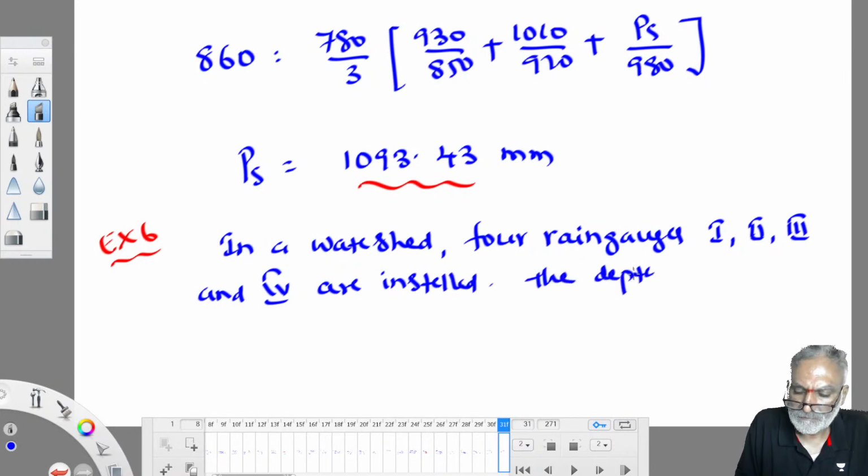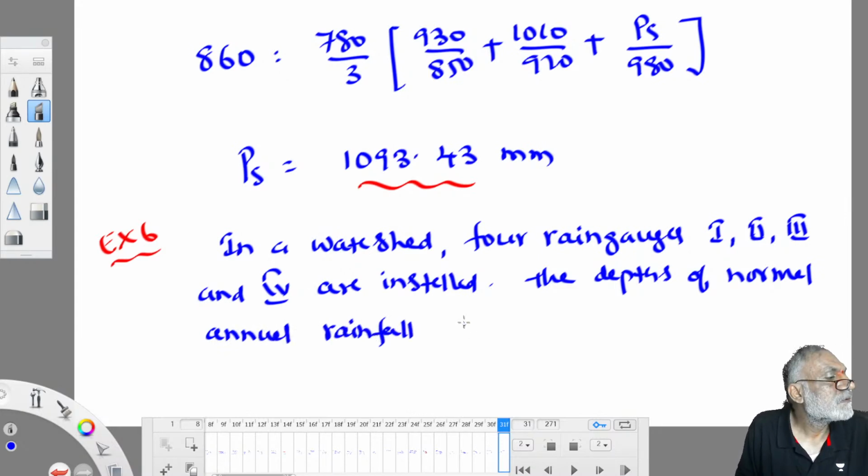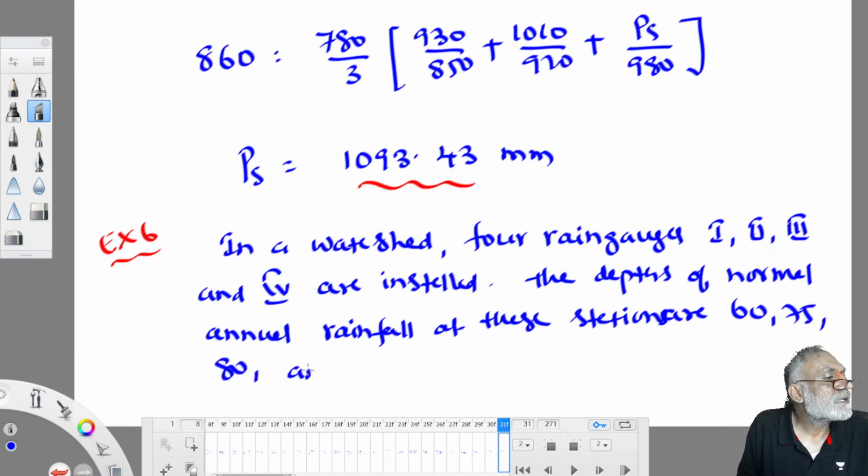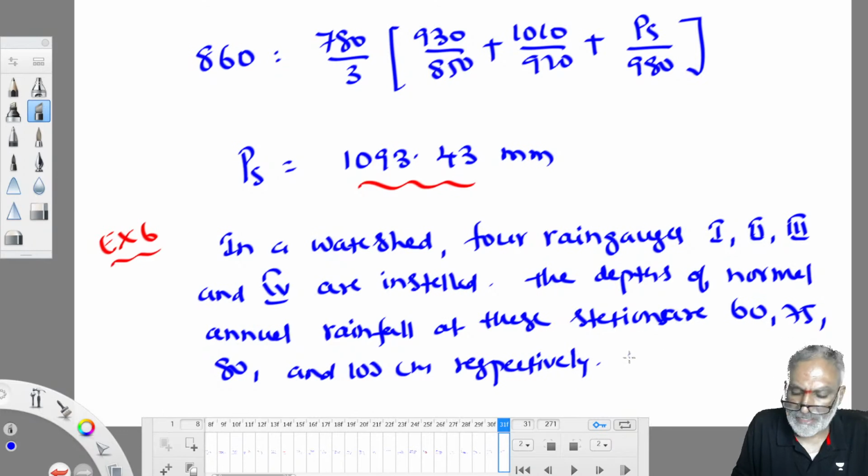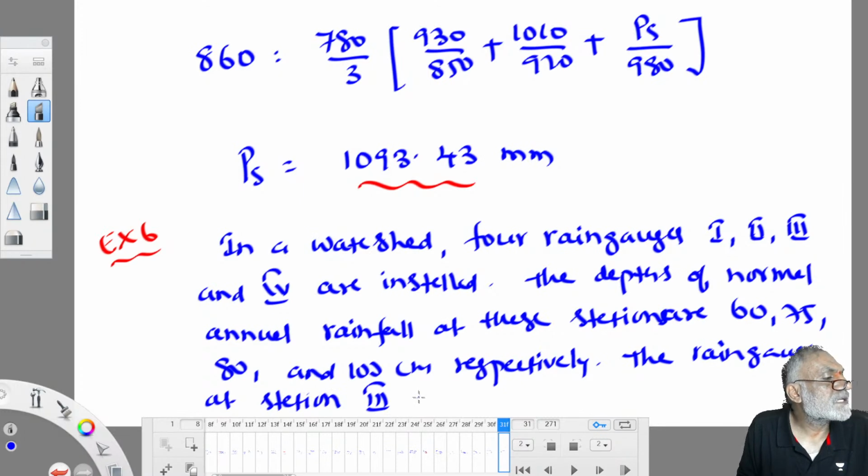The depths of normal annual rainfall at these stations are 60, 75, 80 and 100 centimeter respectively. The rain gauge at station 3 went out of order during a particular year.